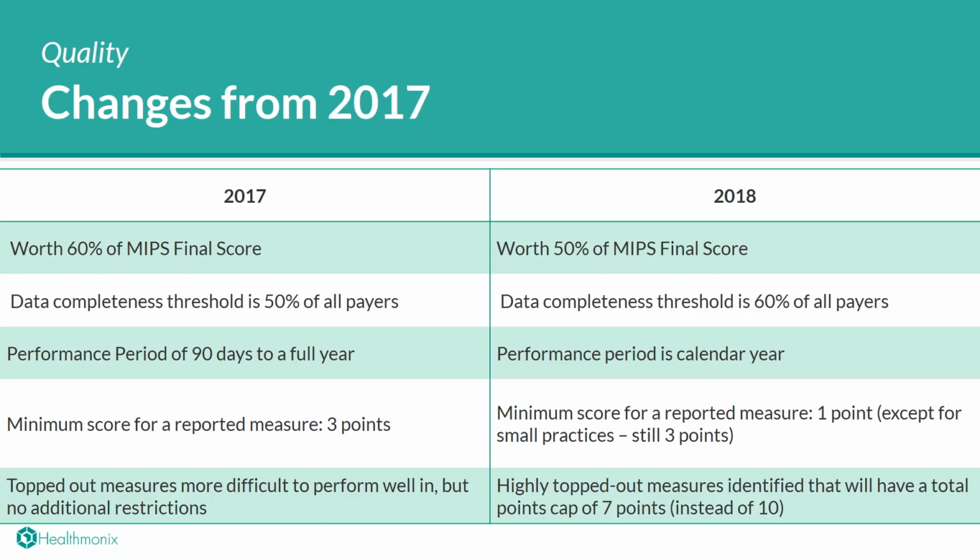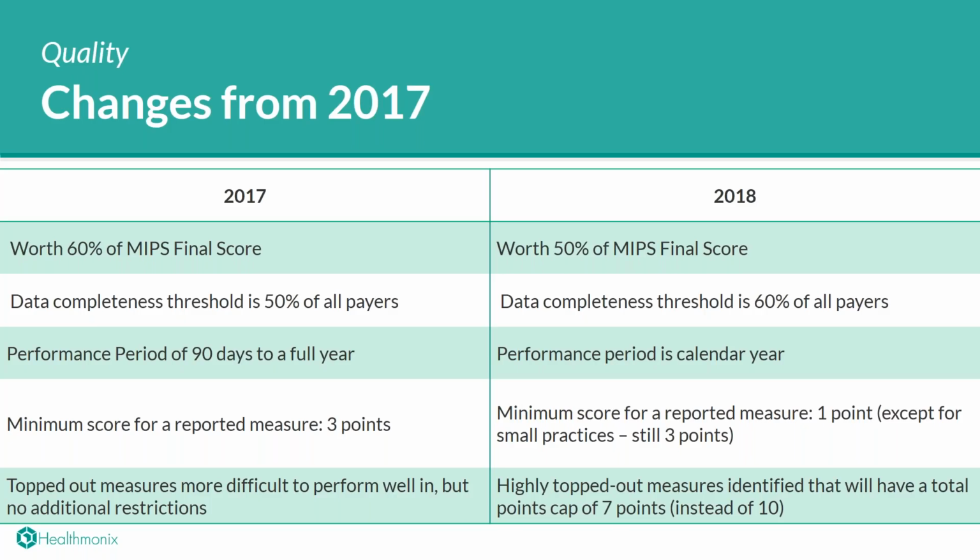Finally, we point out here that for topped-out measures, which were simply measures with high benchmarks, where the majority of clinicians reporting on those measures were doing pretty darn well, in 2017 it was hard to earn the highest amount of points by reporting on them because essentially you had to have 100% performance. Now they're going to have some additional restrictions to reporting on what CMS considers highly topped-out measures. Highly topped-out measures are measures that CMS has identified and labeled as highly topped-out, again, meaning that the benchmarks are so high that the majority of clinicians are meeting them very frequently.